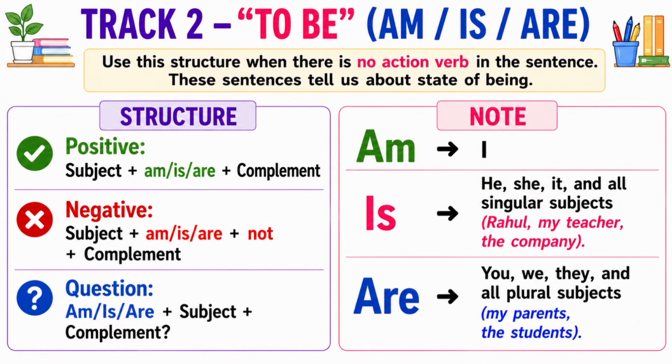Now remember these helping verbs carefully. We use am only with I. We use is with he, she, it, and all singular subjects such as Rahul, my teacher, and the company. We use are with you, we, they, and all plural subjects such as my parents and the students.